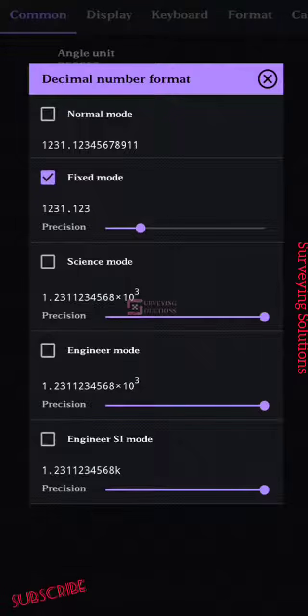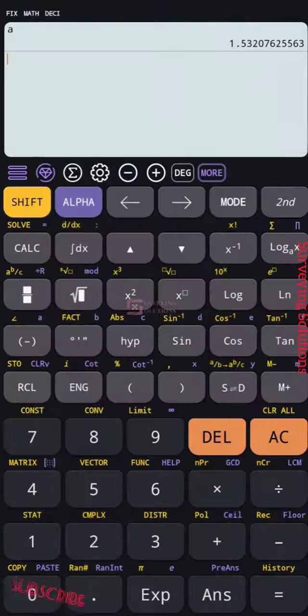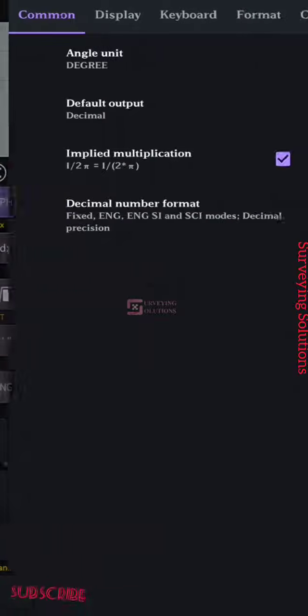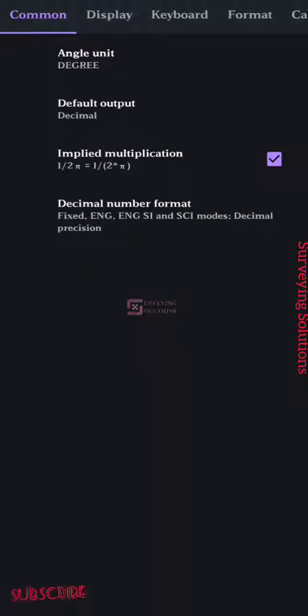So if we go back and we say answer equal to, you now see our answer being displayed in 3 decimal places. The reason why we say the answer is because the A is actually the answer we already have stored on our calculator. If we still come back to alpha A equal to, you still see it in 3 decimal places. So now let's go back to that mode, and then let's come to decimal unit format.